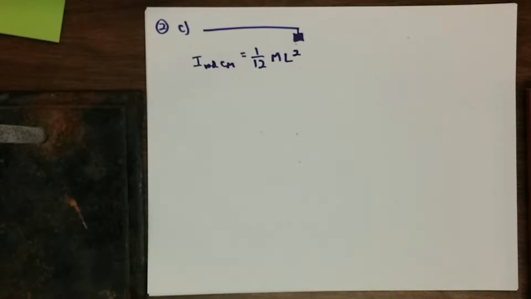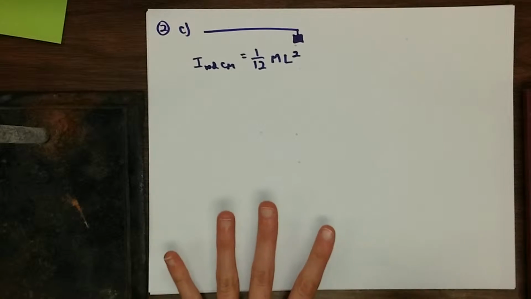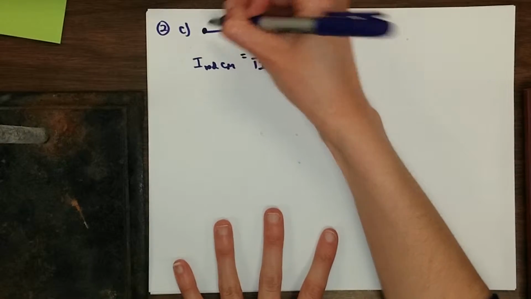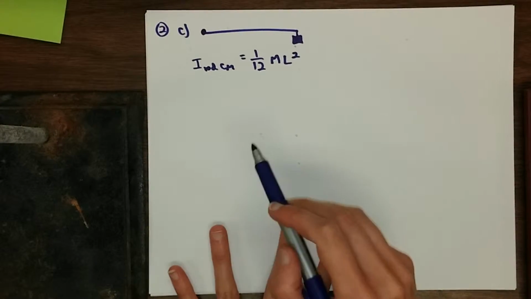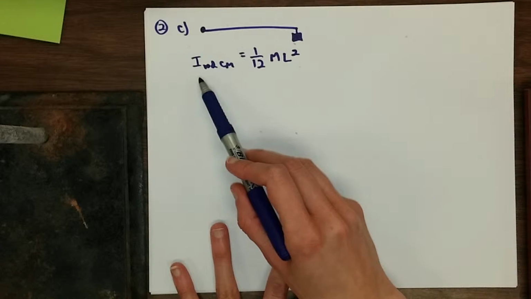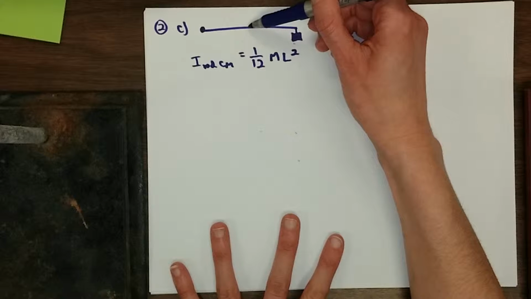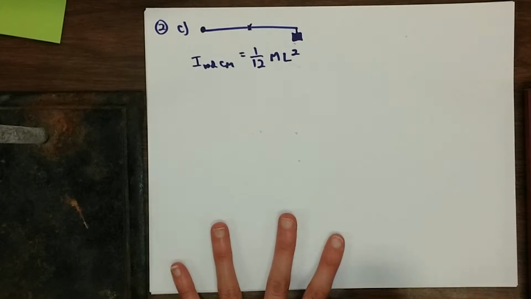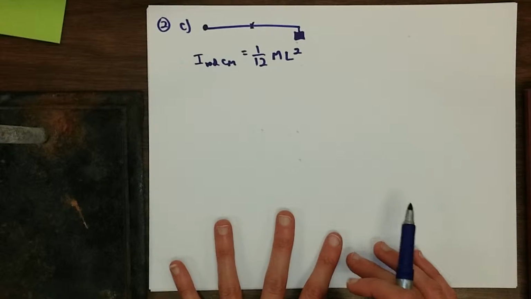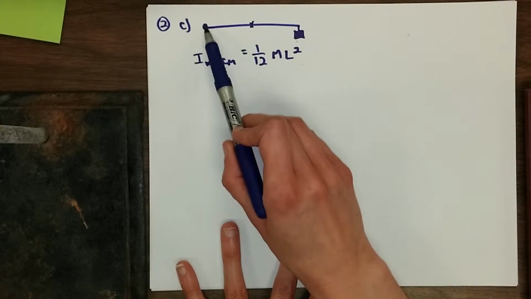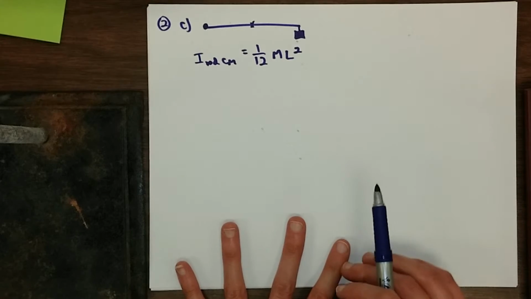So number 2, part C, asked you to calculate the rotational inertia of the rod block system about the hinge. So we need the rotational inertia of the rod and the block together about the hinge, which is on the left end there. What they told you was that the rotational inertia of a rod about its center of mass, so right there, is 1/12 ml squared. So, okay, that's its rotational inertia about its center, but we need to know what it is about the hinge, which is on the end.